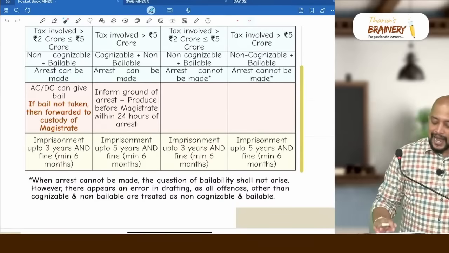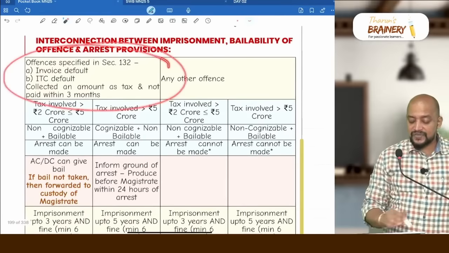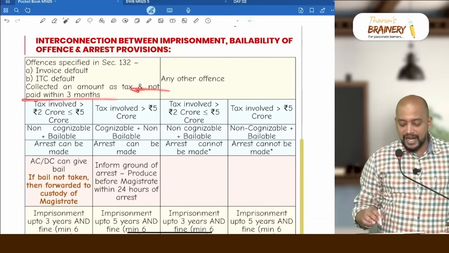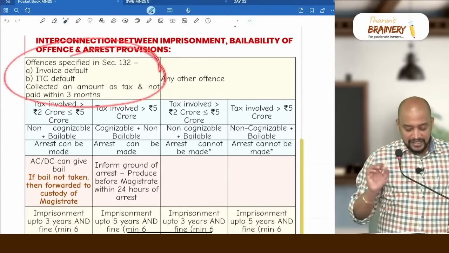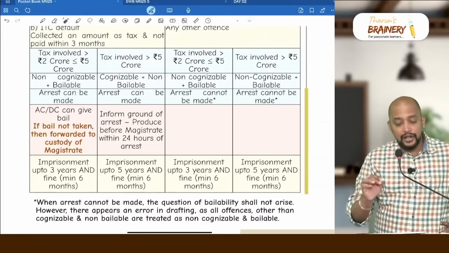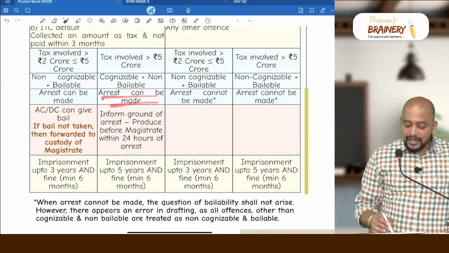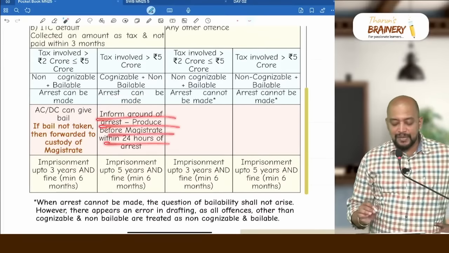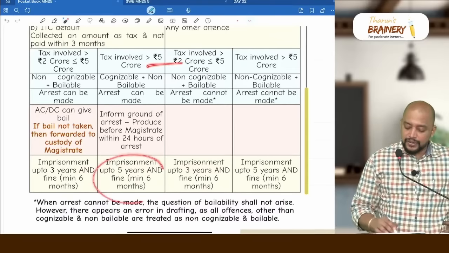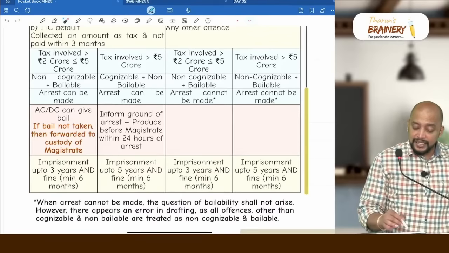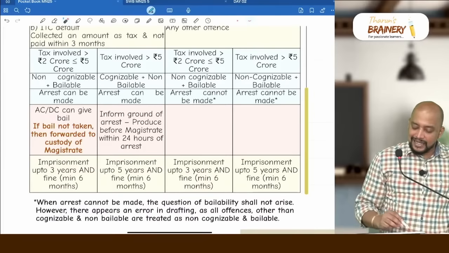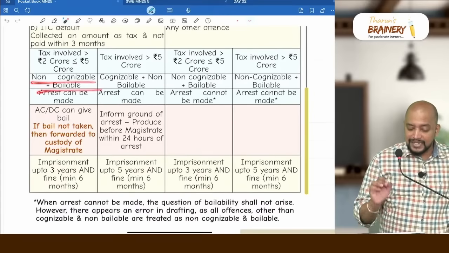So see this, tax involved: offences specified in section 132, invoice default, ITC default, collected an amount as tax and not paid within 3 months. These 3 offences, if it exceeds 5 crores, then it will be cognizable and non-bailable. Arrest can be made. Inform the grounds of arrest and produce before the magistrate within 24 hours of arrest. And as the amount exceeds 5 crores, definitely imprisonment up to 5 years. Where the tax involved exceeds 2 crores but does not exceed 5 crores, then in that case it is non-cognizable plus bailable.